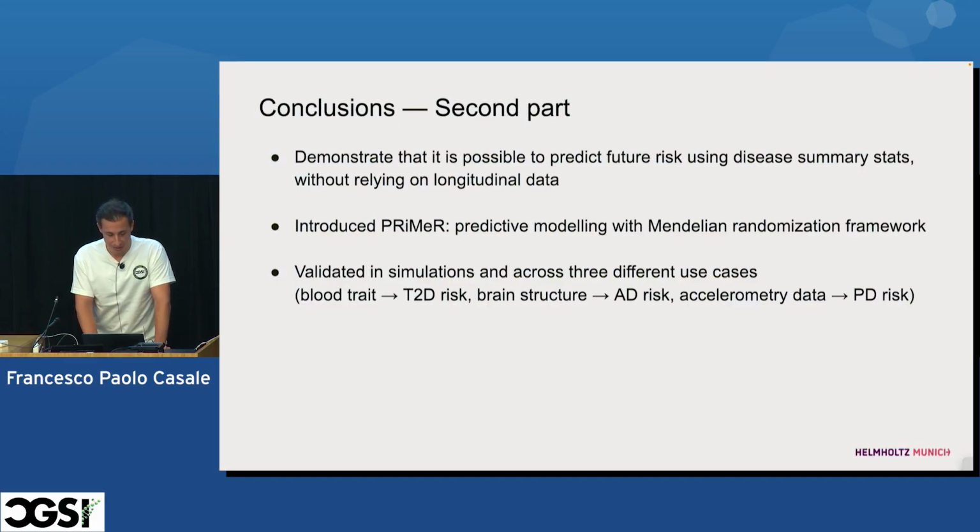Great, this concludes the second part. I demonstrated that it is possible to predict future disease risk using only summary statistics from an external GWAS, without necessarily relying on longitudinal data. I used a new method for doing this within the Mendelian randomization framework that we call Primer. We validated this in simulations and across 3 very different settings. We could predict type 2 diabetes risk from blood traits, Alzheimer's risk from brain structure, and Parkinson's risk from accelerometry data.